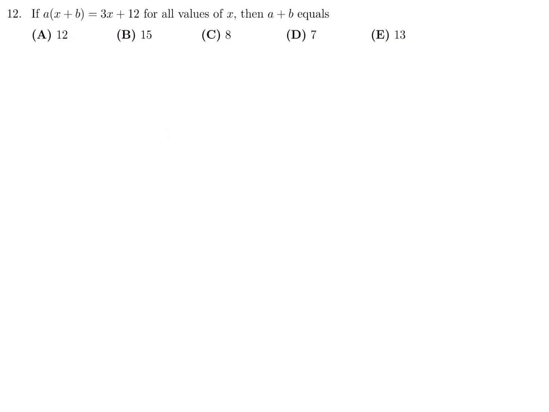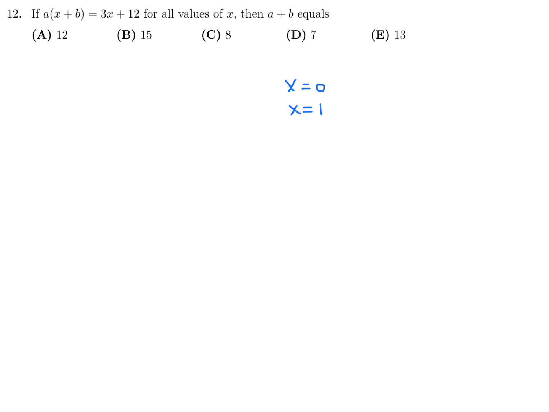If A times x plus B is equal to 3x plus 12 for all values of x, then A plus B equals. All right, interesting question. For all values, so I guess we can substitute anything for x. So let's substitute in a few values and try to solve for A and B. Let's make it easy. x equals 0, and x equals 1.